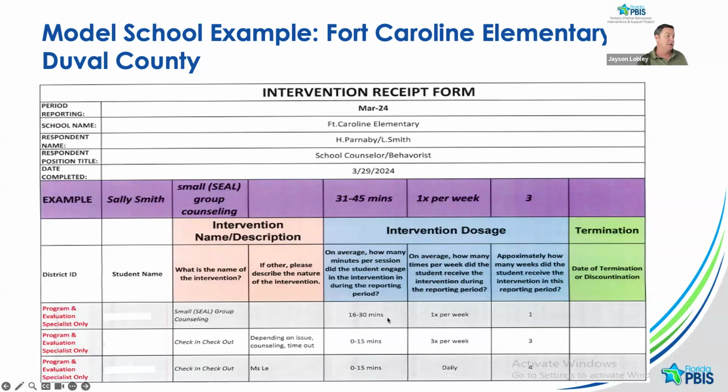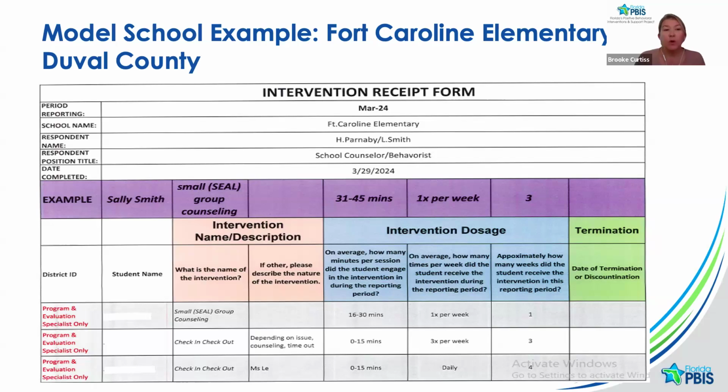So the group counseling was about 15 to 30 minutes once a week, whereas the other students in the check-in, check-out intervention had about 15 minutes per week. One student was daily, and the other one was only three times a week. So that was a neat thing. They really mapped out how much of this intervention they get, how frequently they get it, and how much time is involved. And they also put notes over on the right about what the exit criteria are for that particular intervention. So good stuff there.